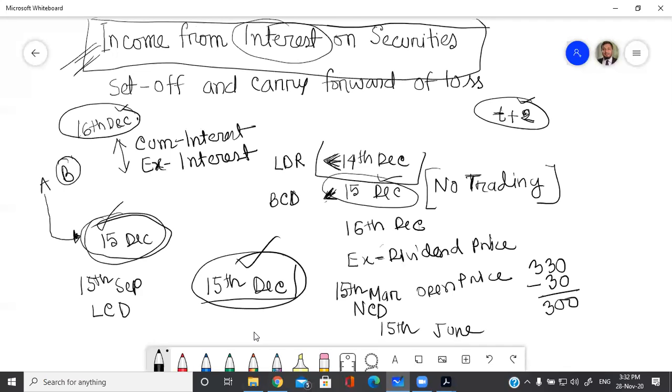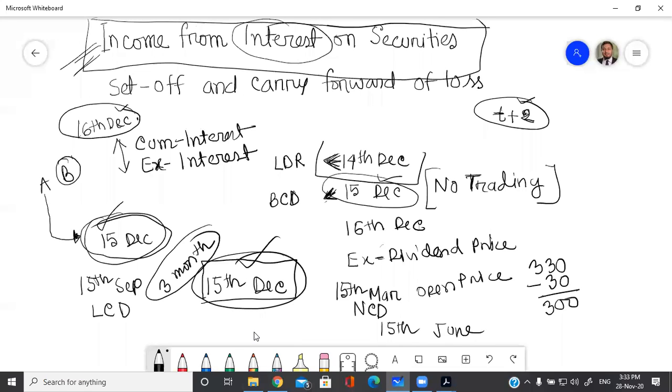when I say 15 December is the interest income due date, it means that after 15th September to 15th December, there was a 3-month period. A person who was holding the security during these 3 months is actually entitled to receive this interest income which has become due on this 15th December.